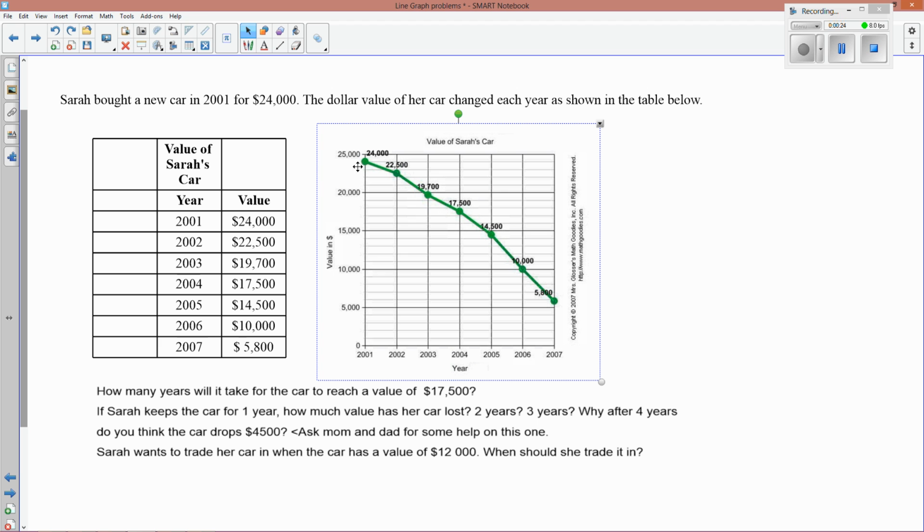Find 2001, we would put a plot all the way up at 24,000. 2002, put a dot all the way up at 22,500, and then we just kind of connect them. All right, that's how you would go about making them, and we'll be doing that tomorrow.